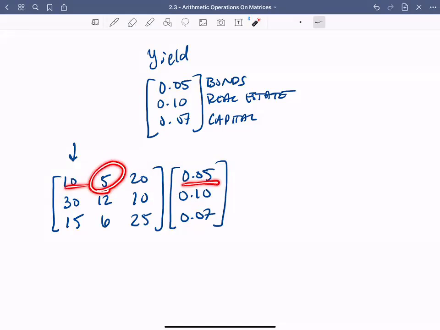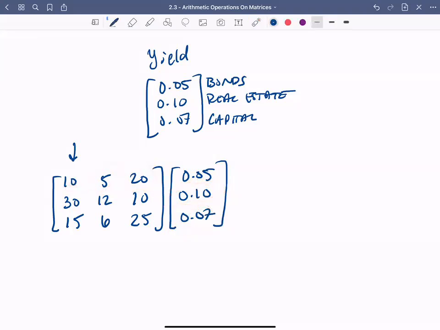Now I'm going to say 5 times 10%. Well, those circle values, don't those both represent my real estate? And then my last one, this 20 and the 7%, both those triangles, don't they represent our capital funds? So I'm multiplying bonds times bonds, real estate by real estate, and capital by capital. It's exactly what I want to do.